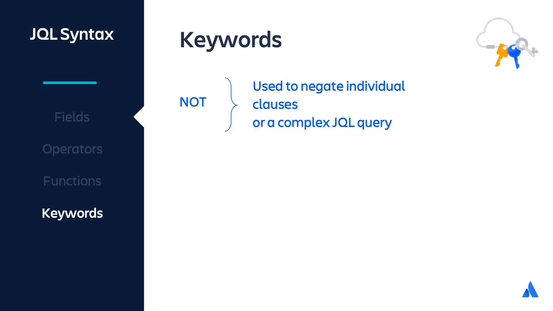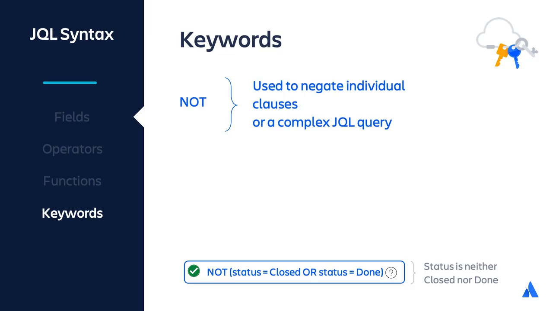You already remember not from the operators section. However, it is also a keyword that can be used to negate entire clauses or entire chains of JQL clauses. Not (status equals closed or status equals done) returns all issues where the status is neither closed nor done.